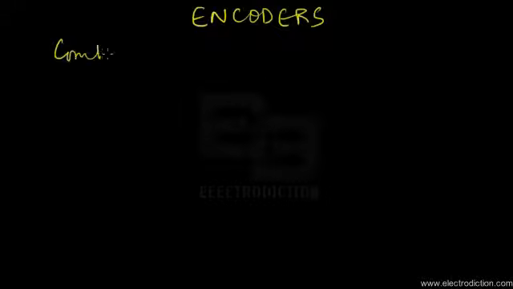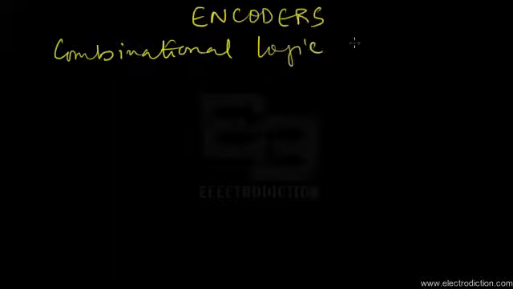Welcome to a tutorial on digital electronics. In this tutorial we're going to discuss encoders. Encoders are a certain type of digital device, and they come under the head of combinational logic circuits in digital electronics.